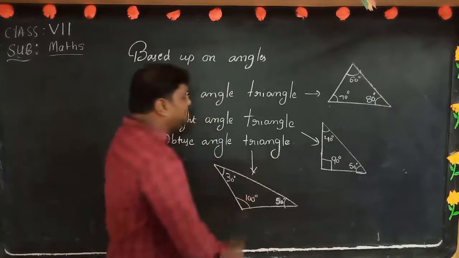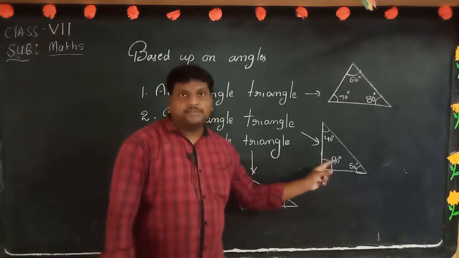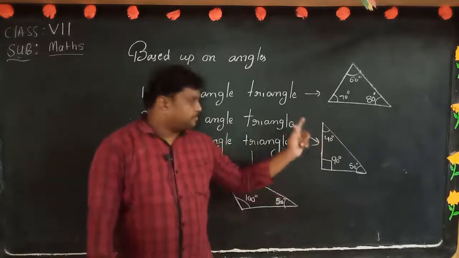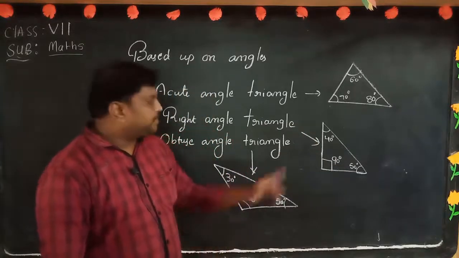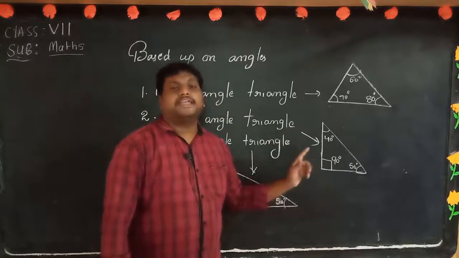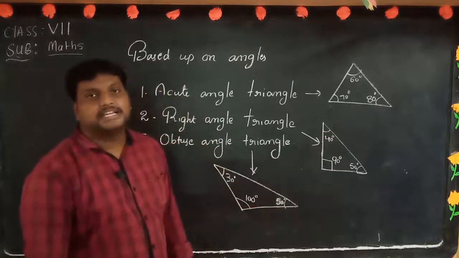Just observe here, first of all, the 90 degrees angle once again. Right angle triangle: in a right angle triangle, one of the angles is 90 degrees. Then the sum of the remaining angles should compulsorily be 90 degrees. Means in a right angle triangle, one angle is 90 degrees, and the remaining 2 angles are compulsorily acute angles.